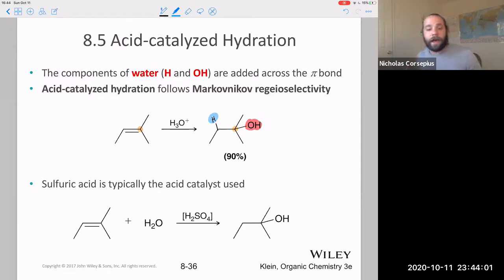Again, these are acid catalyzed. So the simplest way that you're going to see these drawn is with the addition of the hydronium ion. More specifically, what's actually used in the lab is usually a strong acid catalyst. So for example, sulfuric acid in the presence of water would give you these hydrations. We're going to look at the mechanism, but we will see that these are Markovnikov regioselectivity, which means that that OH group is going to be added to the more highly substituted carbon.